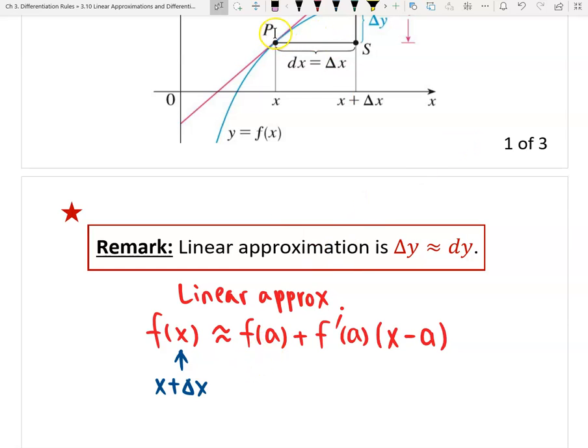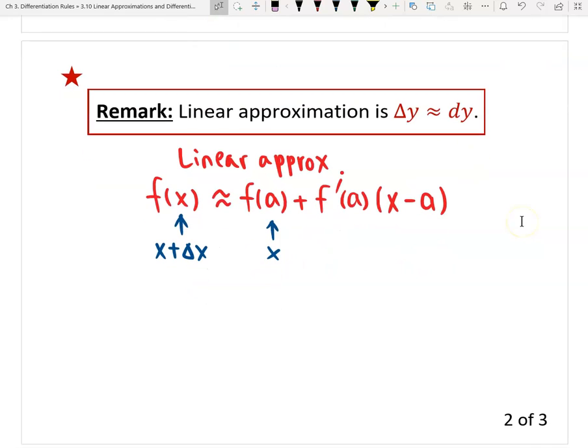The point a is at p, which is x. So I will change this a to x. Now we are going to change this formula into another one. And what is the formula going to be? It is f at x plus delta x on the left, right? Approximated by f at x plus.